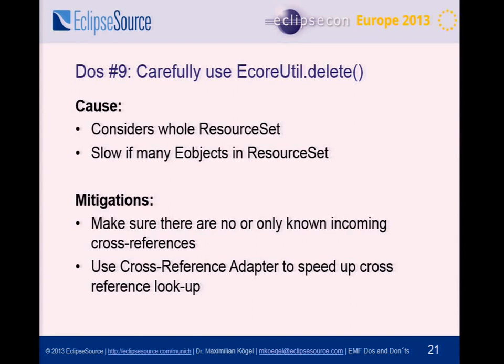There's two general extreme mitigations. One mitigation is you just make sure in your application logic that you either know all your incoming cross-references by some domain-specific rule that you have, or you just don't have any incoming cross-references. So you try to maintain self-contained pieces of your model. You might even have rules like, for example, incoming cross-references can only be within resources, or these kinds of rules. They can relax the problem. The other thing that you can do, but it comes, of course, at some expense, is you can use a cross-reference adapter.